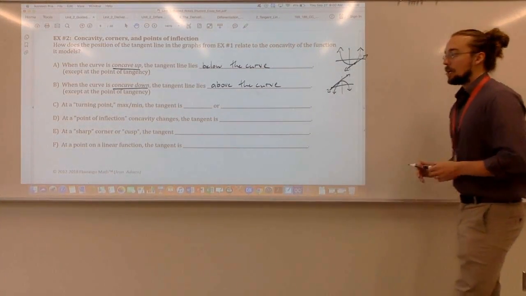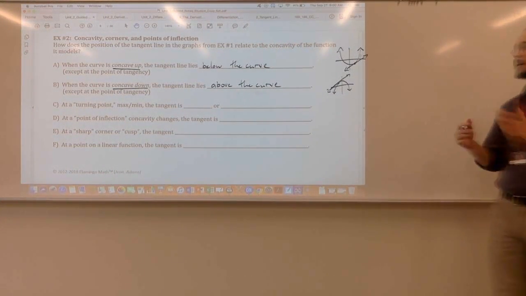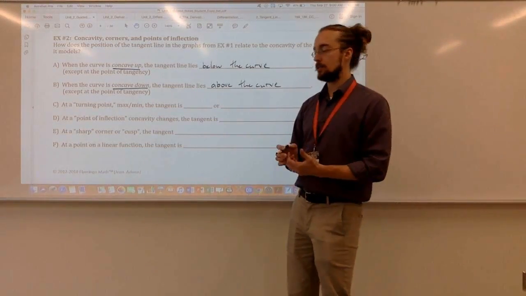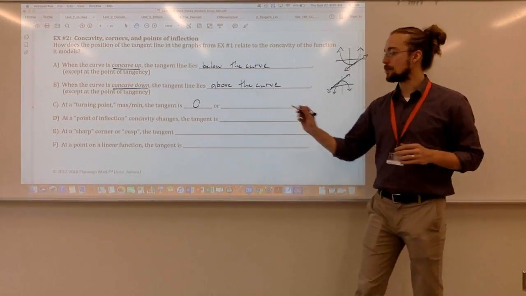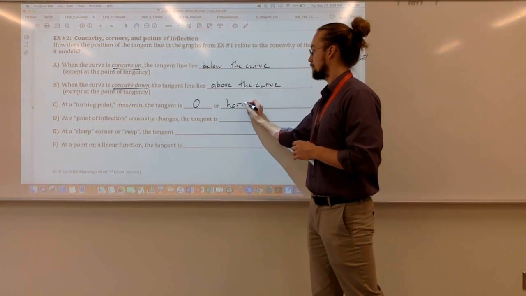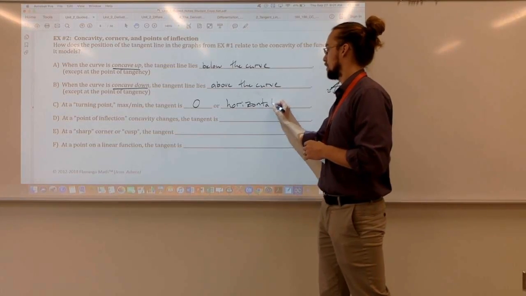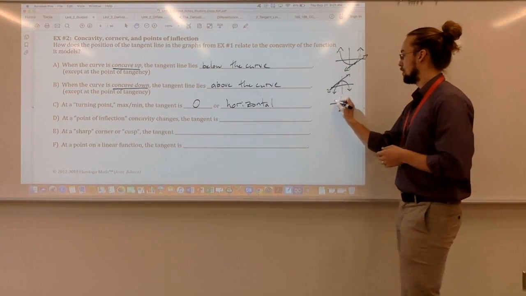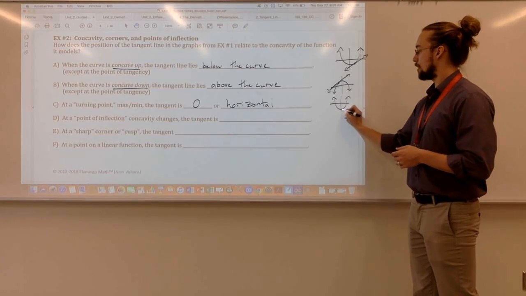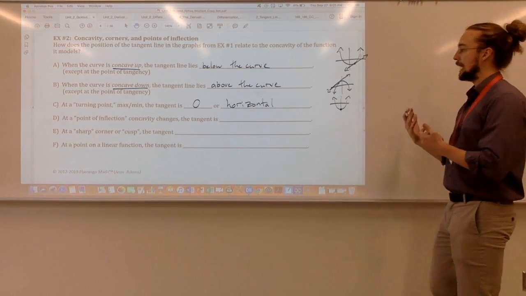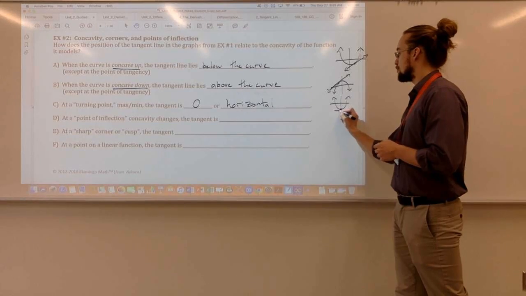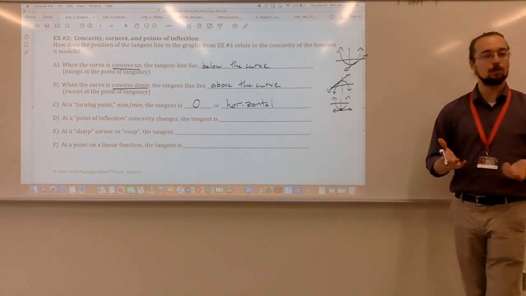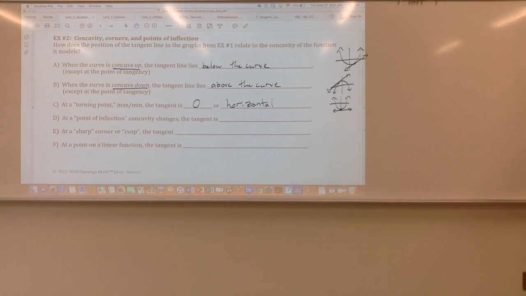We then say at a turning point, or any time we have a local min or max, the tangent is 0, or a horizontal line. Again, if we think about a parabola and I find that turning point, the point where the curve changes from decreasing to increasing, or increasing to decreasing, right at that point the slope is always 0, or the tangent is horizontal.